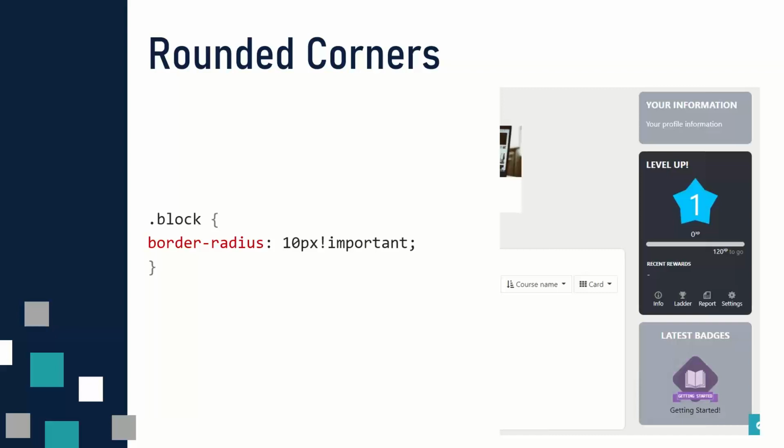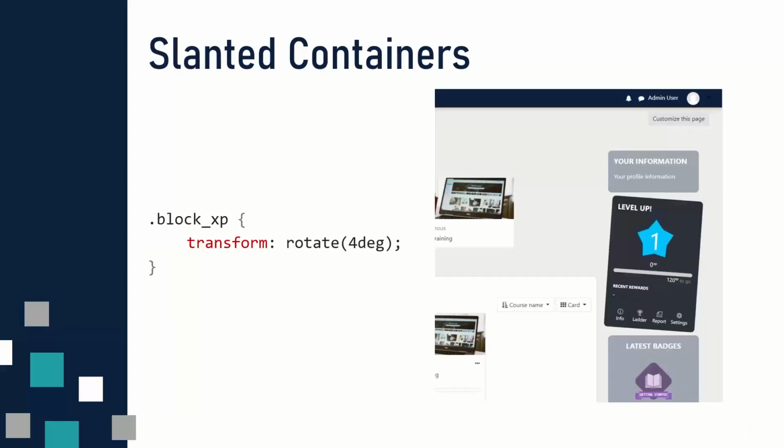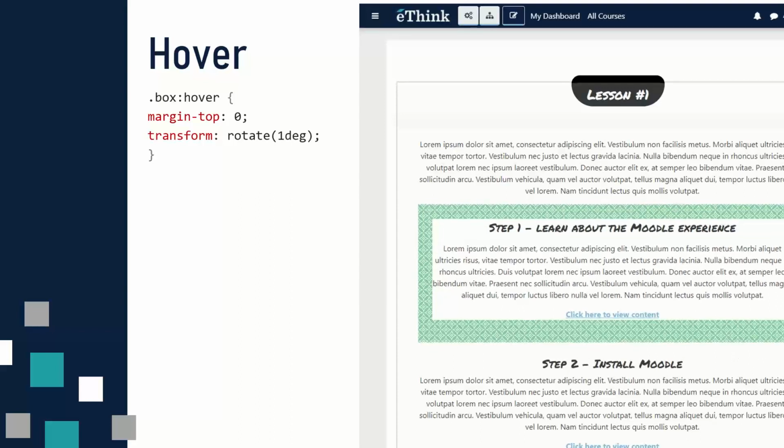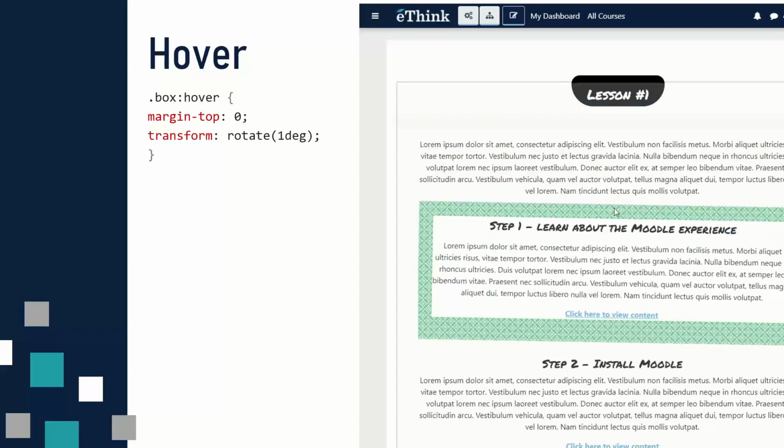We've added some background colors to them. We've actually added some slanted containers here, so you can see here that the one that says level up is now on a bit of a slant. So you can see again that just highlights that key area for you. And then lastly, you can see here that we've made a little bit of a hover element, so that when you hover over that particular area, it does a little bit of a slant, so you can see that you are actually hovering on it.